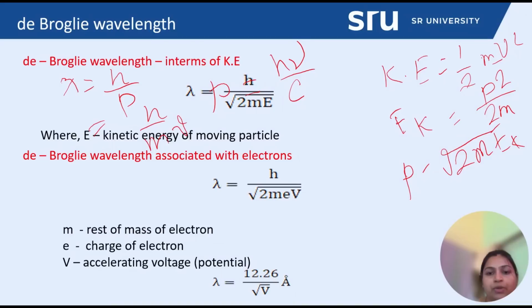So h is a constant, and m and e are constants. If we put in the values, we get lambda is equal to 12.26 divided by root over capital V, where capital V is the accelerating voltage or potential. So if we know the accelerating voltage or the potential of any system, one can easily find out the value of lambda.